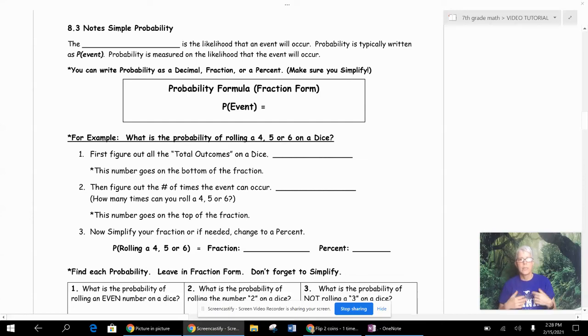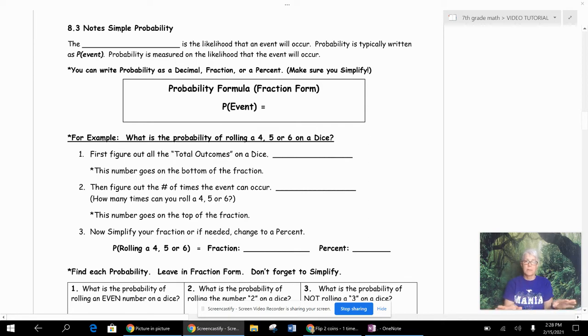Hey guys, today we continue our study of probability with another vocabulary word. It's called simple event. So a simple event is just one event. Do you remember we flipped the coin one time? That is a simple event. The minute we flipped the coin two times, it was no longer a simple event. It was a compound event.